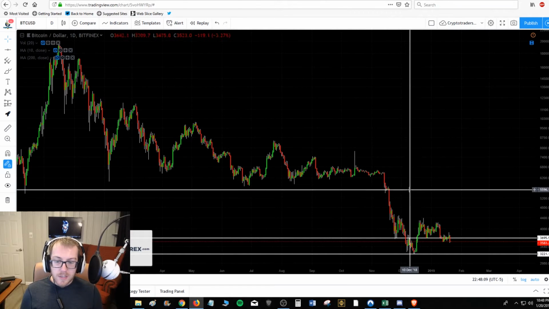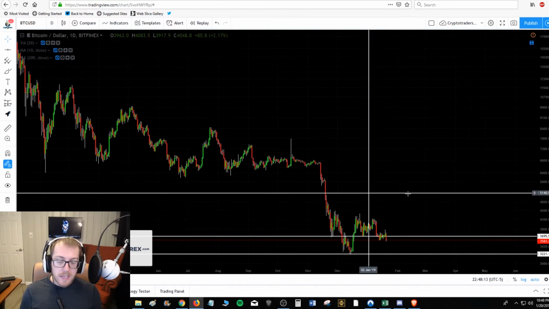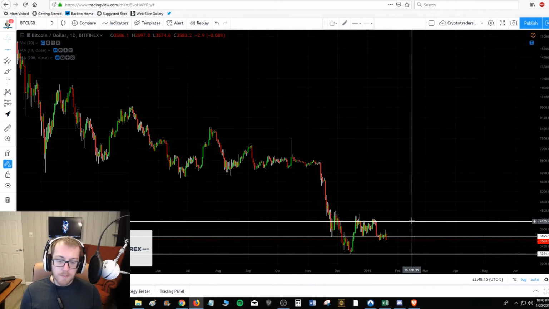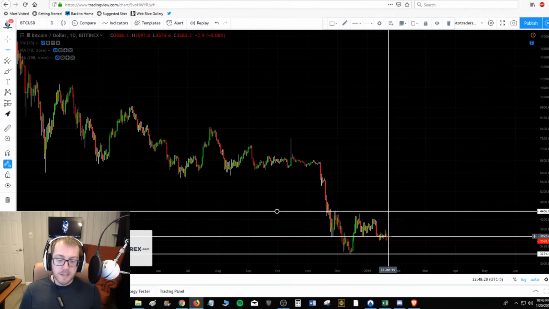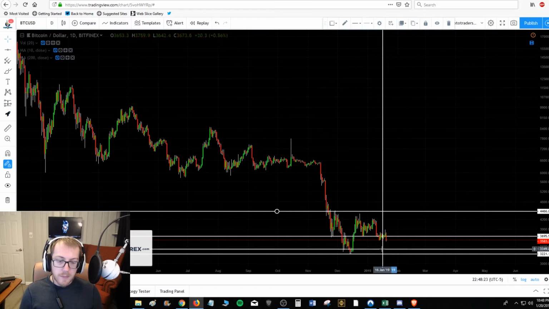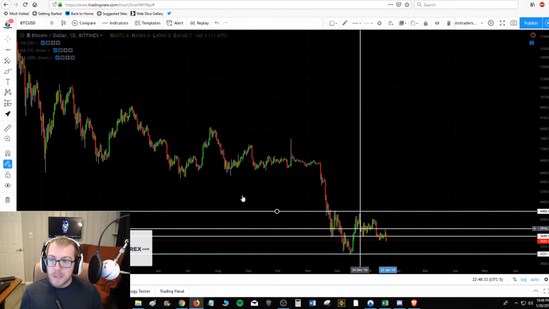And if it does break up, great. It could be headed all the way to 5,500 or 6K. But until it gets over this resistance at 4,500 right up here, I'm not going to be too bullish on this. And it's also pretty close to that bottom support at 3,200, which could be a good long opportunity. But if it breaks below that, then we're going to be seeing yearly lows. And I don't want to be holding Bitcoin while it's dropping in price.